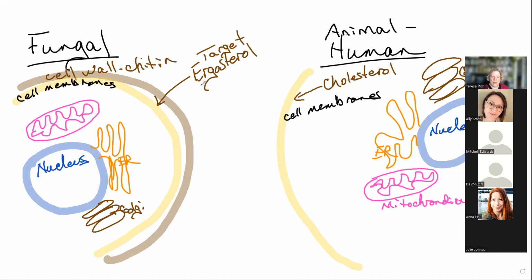But we can have cross-reactivity with these drugs with cholesterol. So you have to be really careful when you give these kinds of drugs systemically, when you take them orally or by IV. And the one I want you to know is amphotericin B. It's a drug that we do give by IV, only in the hospital. You can have severe side effects.